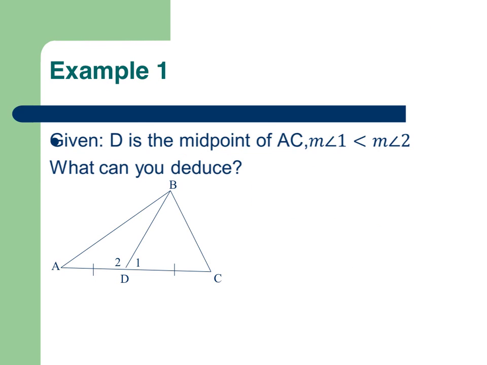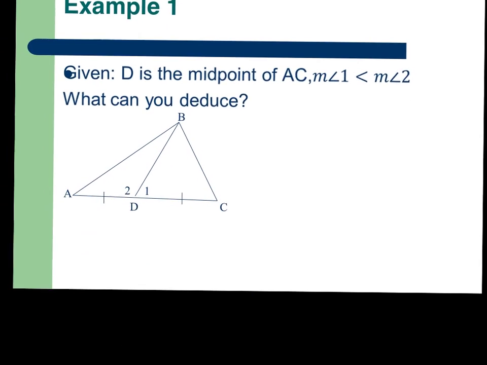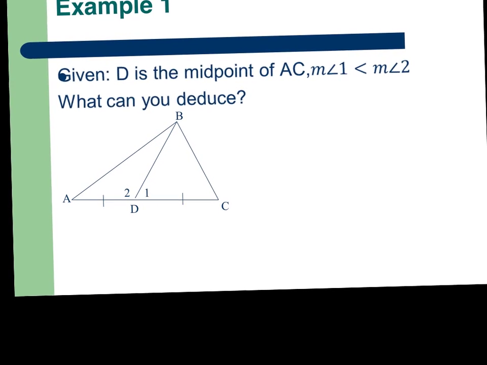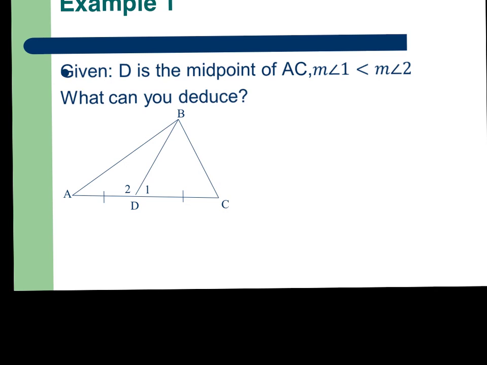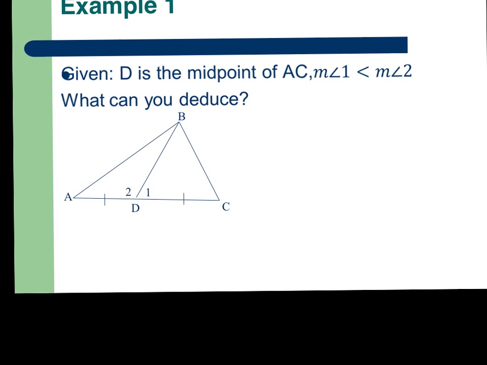All right, so this one says, given that D is the midpoint of AC and the measure of angle 1 is smaller than the measure of angle 2, what can you deduce? So think about what you know about these things, right? If it's the midpoint, then AD is congruent to DC. If you look at those other two triangles, what else do you know about them?